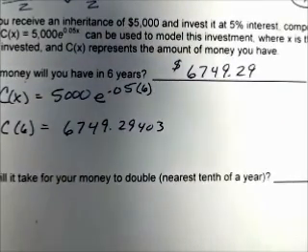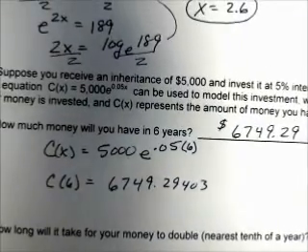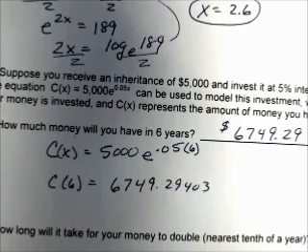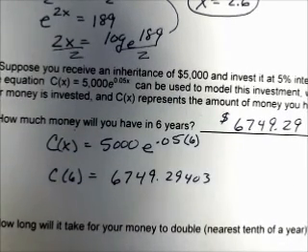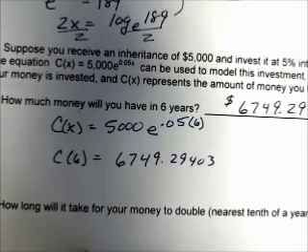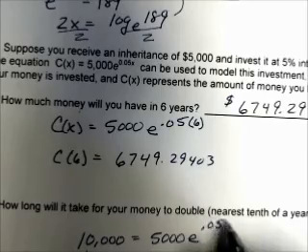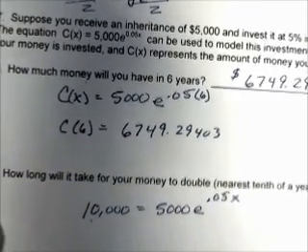Second part, how long will it take for your money to double? Well, we want to round this to the nearest tenth of the year. Okay, so we're starting off with $5,000. So the end result for it to be doubled would be 10,000. So replace C of x with 10,000, meaning 10,000 is equal to 5,000 times e to the 0.05x. We need to solve this for x.